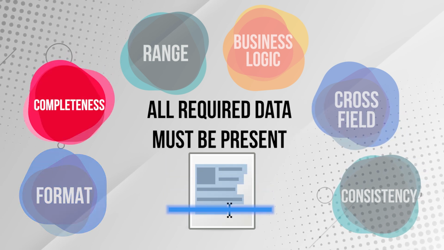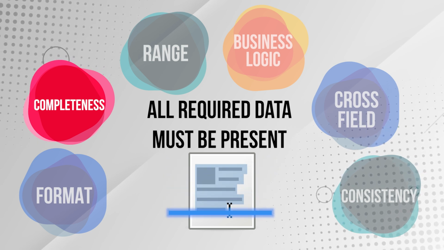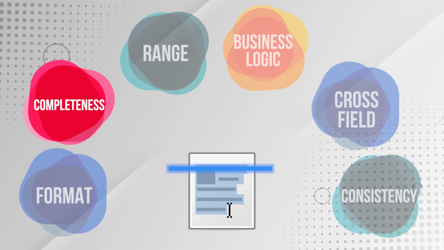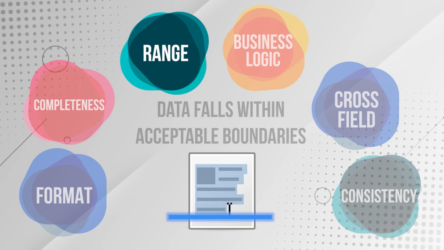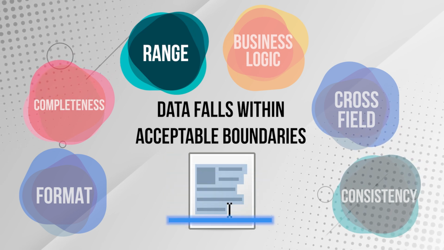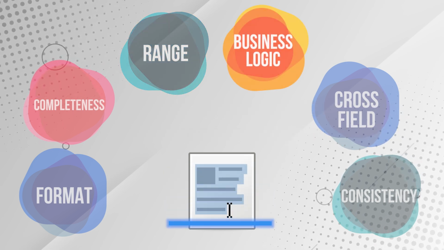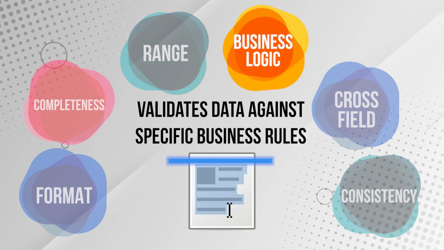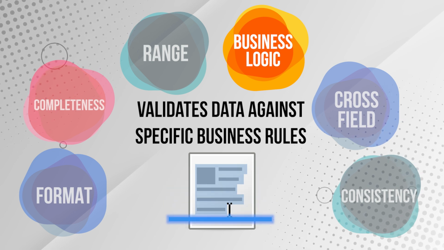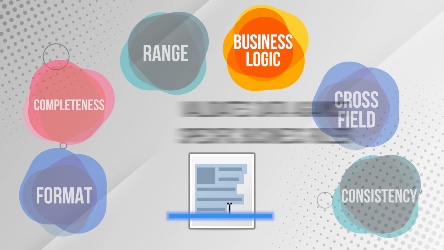Completeness validation checks whether all required data fields are present. Missing data can lead to incomplete analysis and incomplete information. Range validation verifies whether data falls within acceptable boundaries. It prevents outliers or extreme values from corrupting your dataset. Business logic validation validates data against specific business rules.